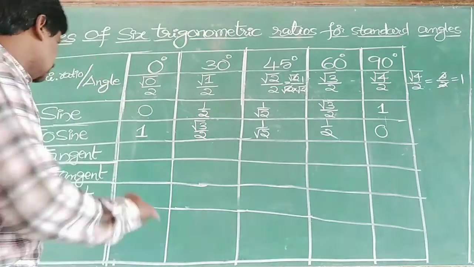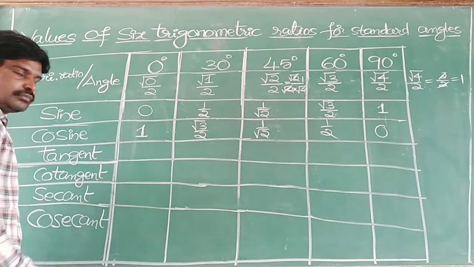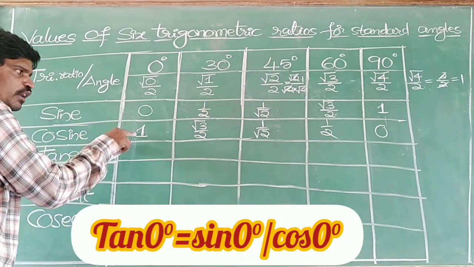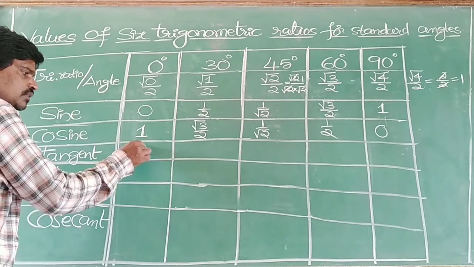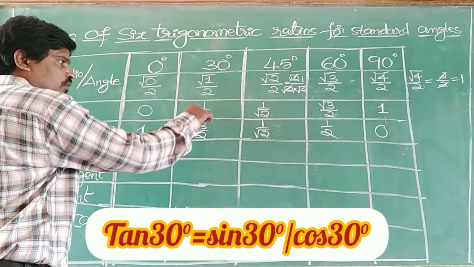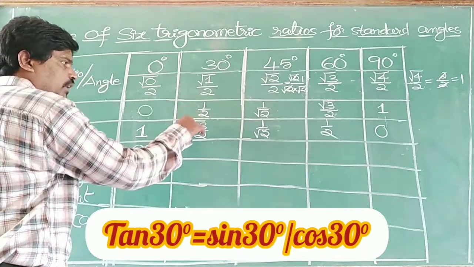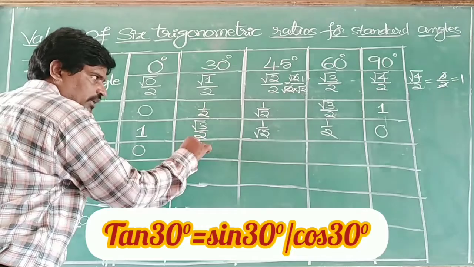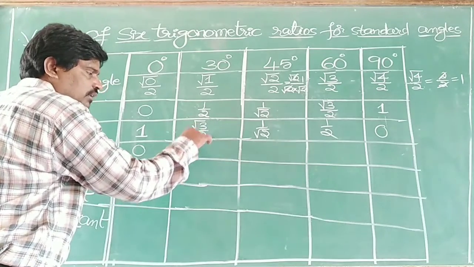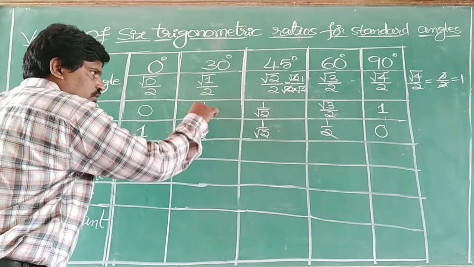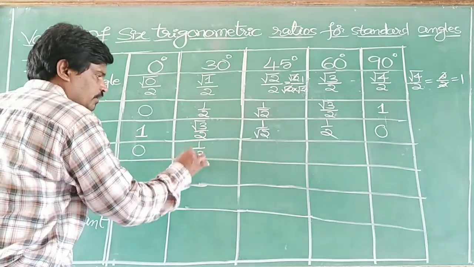Okay, done. Next come to the tan. Tan is nothing but sin by cos. Make it divide. 0 by 1 is 0. Next 1 by 2 by root 3 by 2. So here 2 cancels, 1 by root 3 is left. In the numerator 1 is left, in the denominator root 3 is left. So 1 by root 3 we can write here.